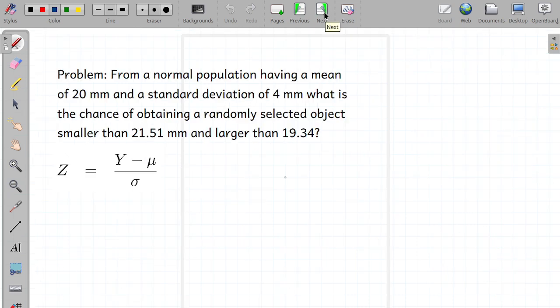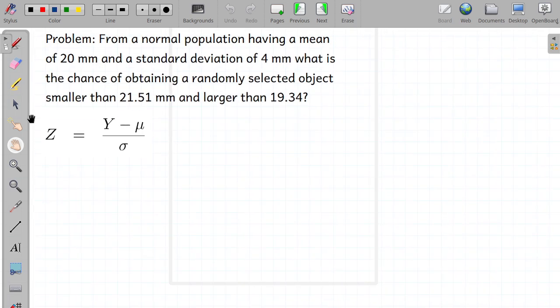From the same population, what's the chance of obtaining a randomly selected object that's smaller than 21.51 millimeters and larger than 19.34 millimeters? So this is, we've already seen how to do this earlier when we were just practicing with z-scores in the z-table. We're going to draw a picture and we're going to do the math in the same manner that we did earlier. Smooth this up a little bit. Okay.